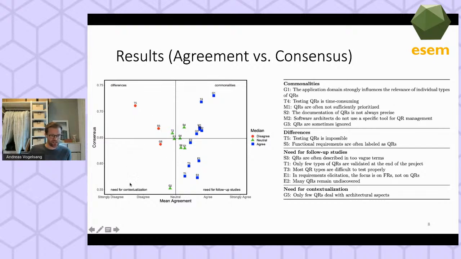But then maybe more interesting is the lower part, where you have statements with a strong agreement but also with low consensus. This would be something that would need follow-up studies, because it may be the case that these statements are not true in all of the circumstances, in all of the contexts, for example. Similar for statements with a low mean agreement but also low consensus. This could mean that these statements need more contextualization, because it may be the case that these statements were made in a very specific context.